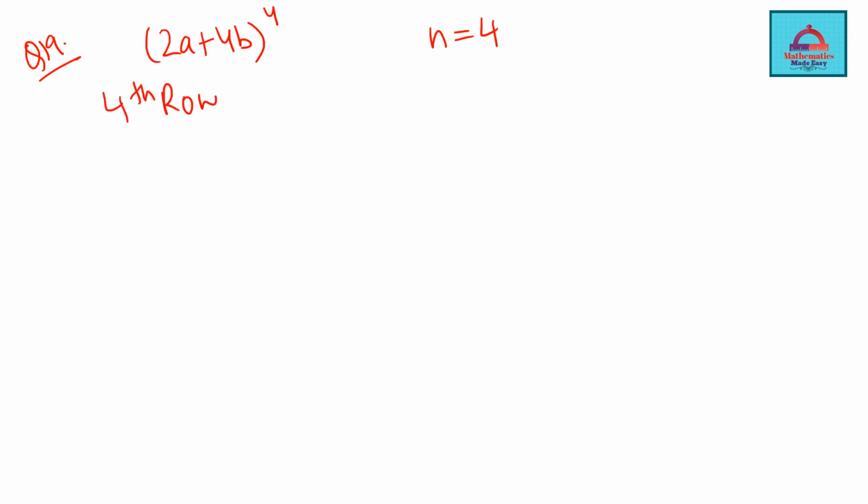So one question using Pascal's triangle also. So I'm continuing on question 19. The question is 2a plus 4b to the power 4. So if you observe here, n is 4. So the binomial coefficients either you can get with the combination formula like we saw in the last slide, or you can get it from the Pascal's triangle. So the fourth row of Pascal's triangle will give you the correct answer.